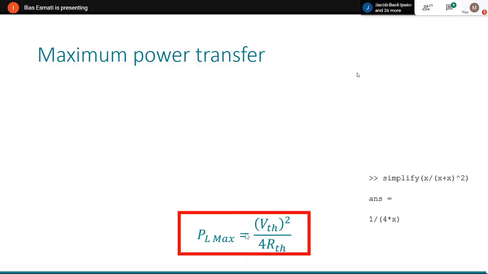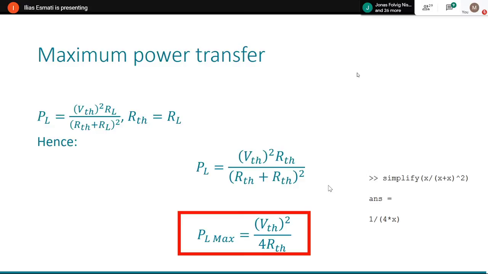So again, the takeaway is the formula in this red rectangle. In order to know the maximum power, all you need to know is the voltage and the resistor. Voltage should be squared, and the resistor should be multiplied by 4. And that's what we do.